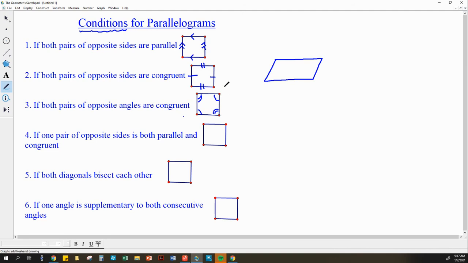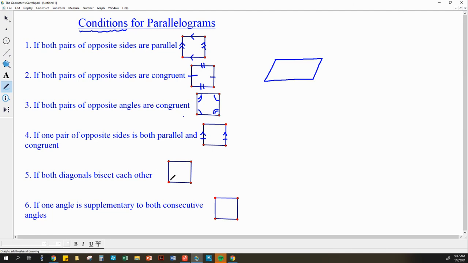I think the first 3 make sense. All right. Number 4, a little bit different. If one pair of opposite sides, either this pair or that pair, were not only parallel, but also congruent, believe it or not, you have a parallelogram. You can't have anything else. It might be more specialized than a parallelogram, but we'll talk about that next time.